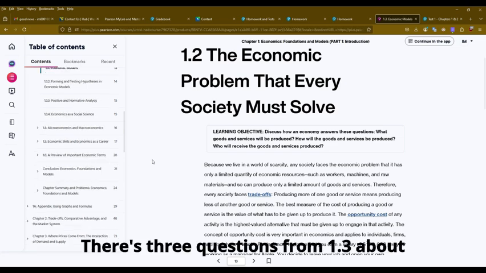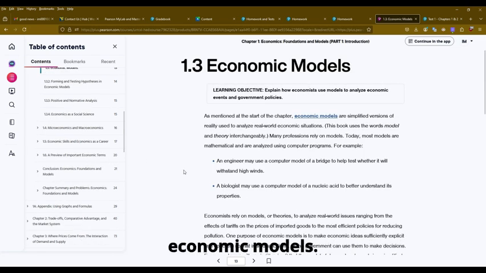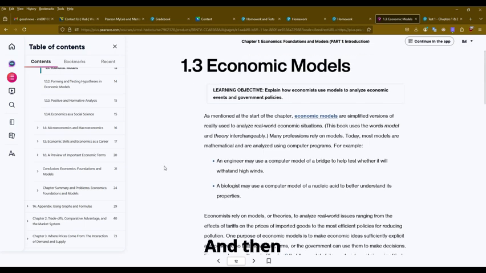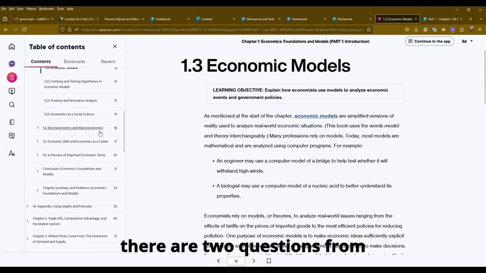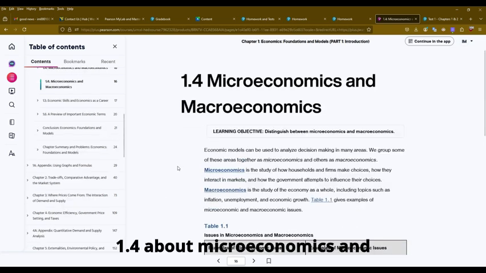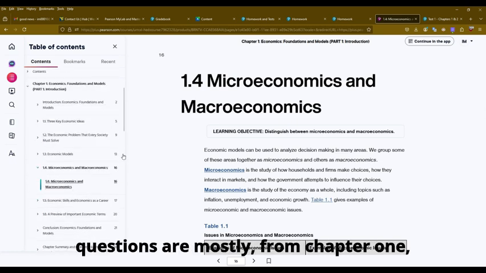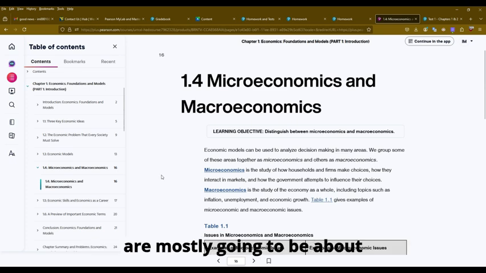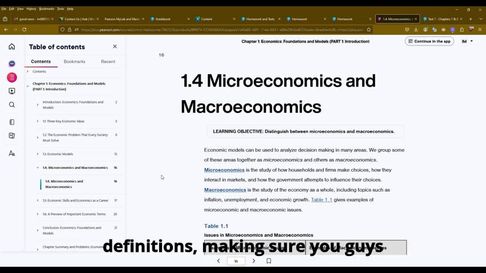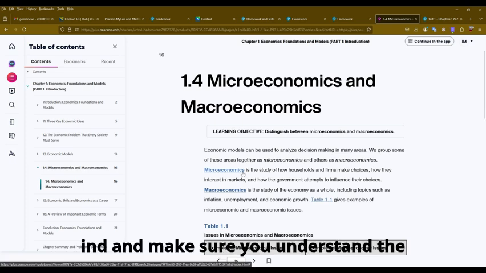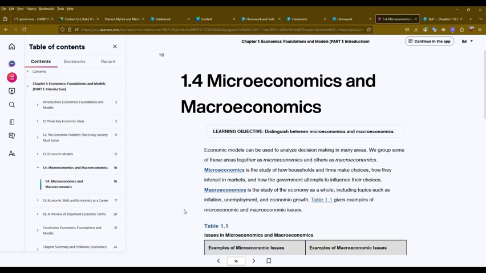There's 3 questions from 1.3 about economic models. And then there are 2 questions from 1.4 about microeconomics and macroeconomics. All of these questions from Chapter 1 are mostly going to be about definitions, making sure you understand terms. So if you make sure you understand the definitions for these highlighted terms for this first chapter, that'll cover most of your bases.